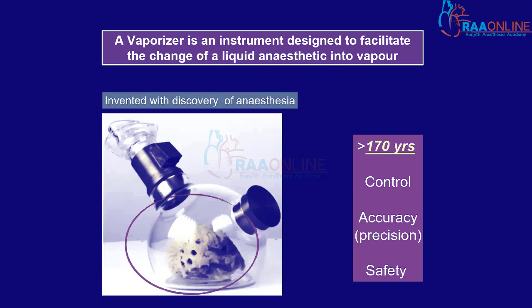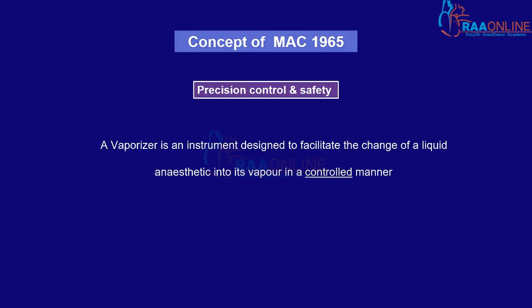Once the concept of MAC came in 1965, precision control became very important. We have to exactly control the output of the vaporizer. That is where the initial definition I have shown, we can change a little bit now. The currently accepted definition is: a vaporizer is an instrument designed to facilitate the change of liquid anesthetic into vapor in a controlled manner. The control has become more important in the current scenario. So all the development in the last 80 to 100 years has been towards control.